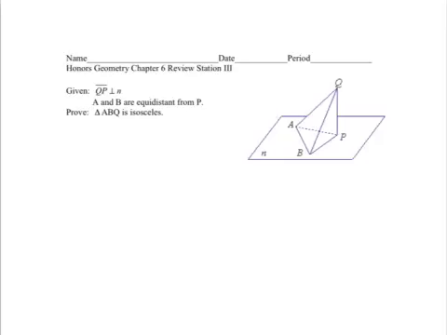All right, this is another proof where it really helps to go from the given, see how far you can get, and then work your way backwards from the proof. And I want to eventually prove that it's an isosceles triangle, that ABQ is an isosceles triangle. So first I'm going to label what I have for the given.